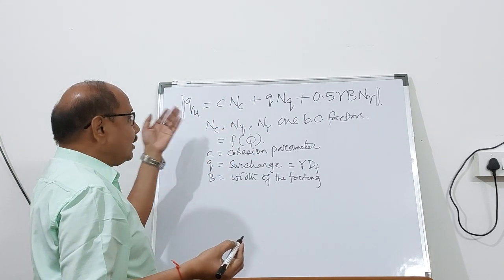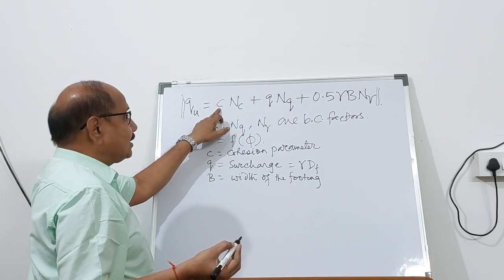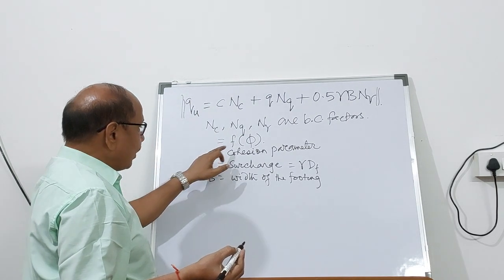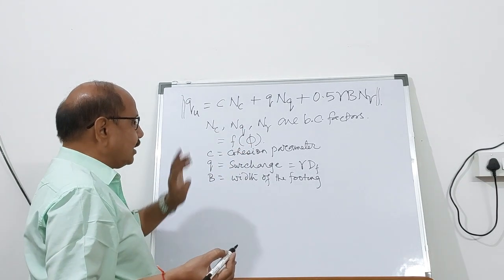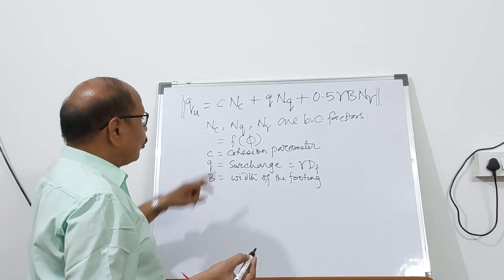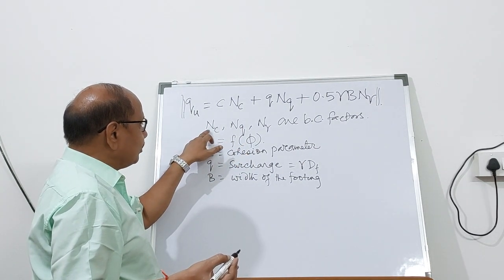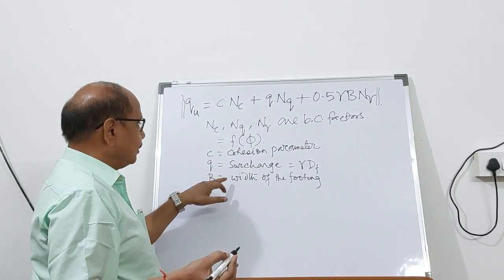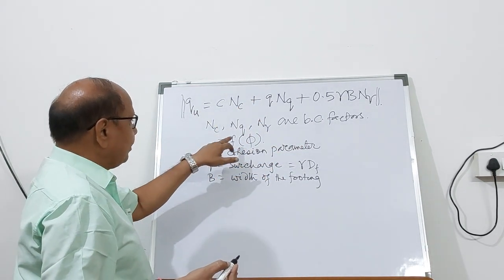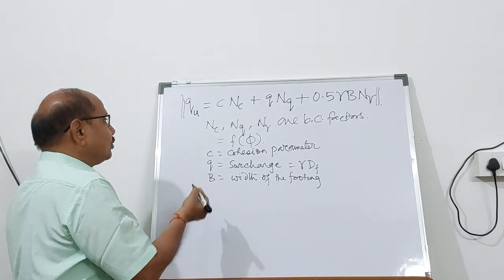If it is local shear failure, I have already told you, you need to modify c, you need to modify the phi value. So c and phi both have to be modified, and accordingly for the modified value of phi, you should find the bearing capacity factors, and that should be substituted. So c will be modified, phi will be modified, and that should be substituted.